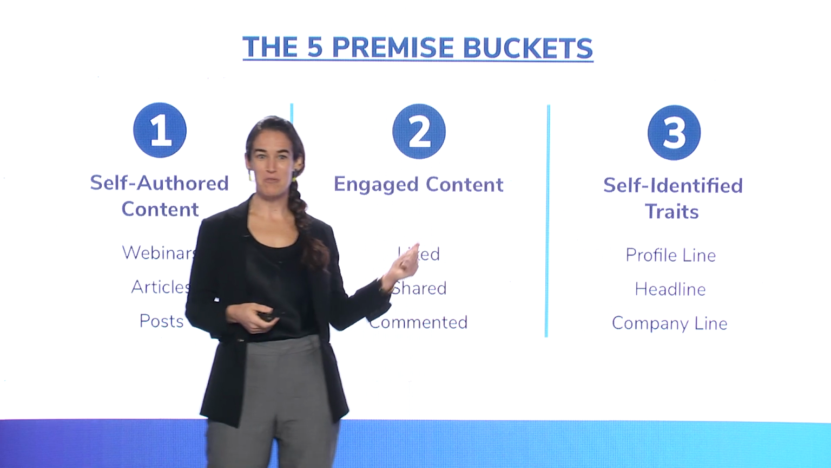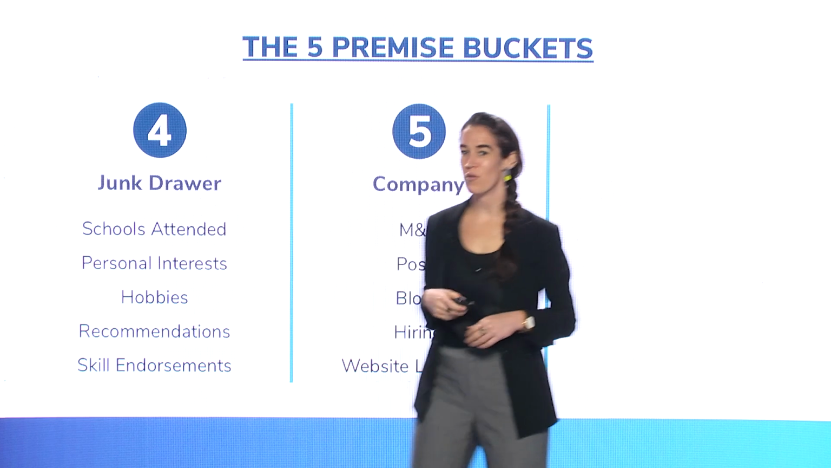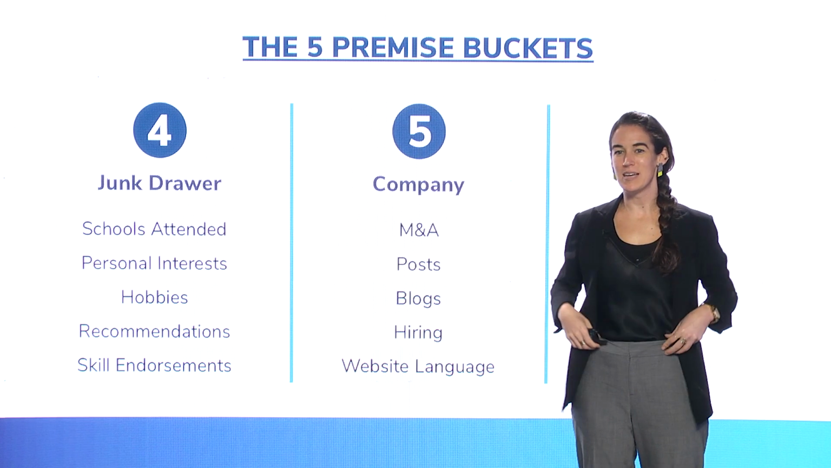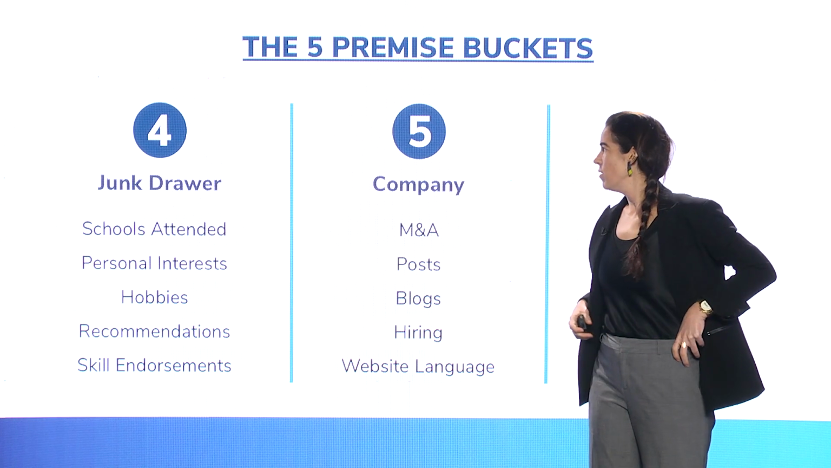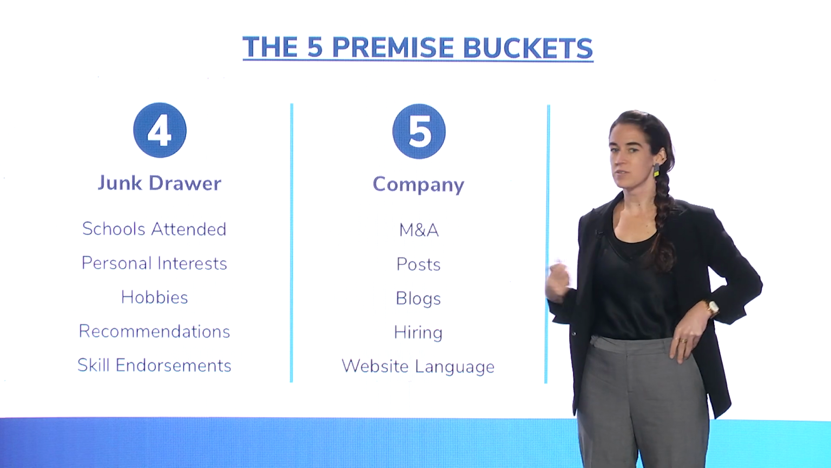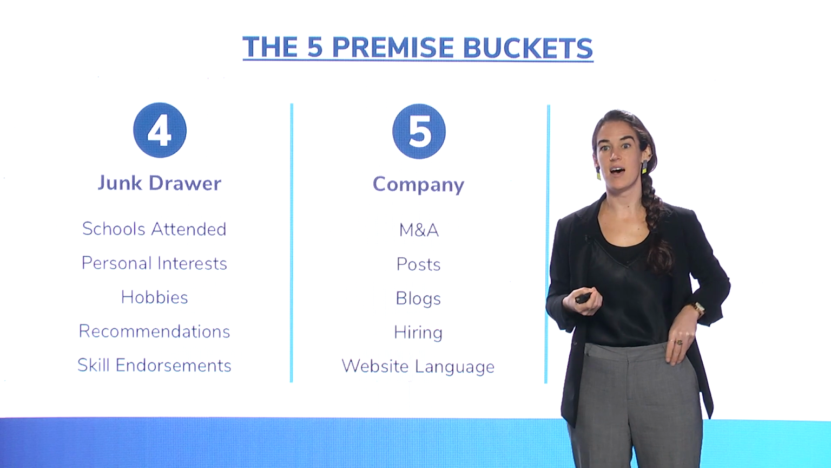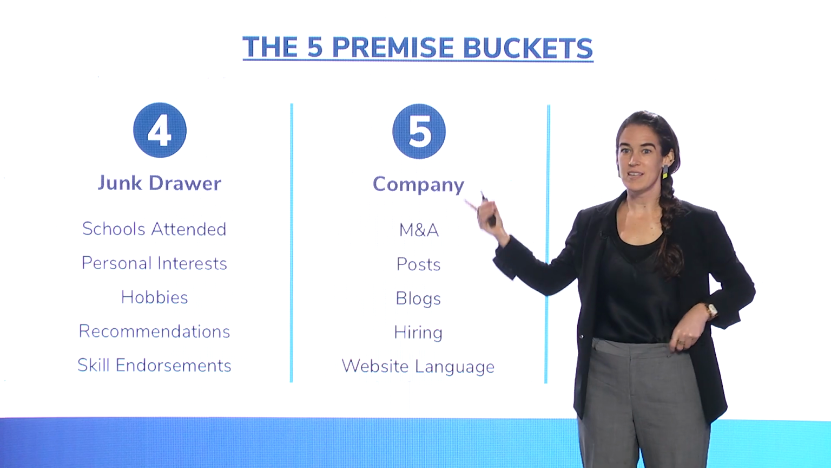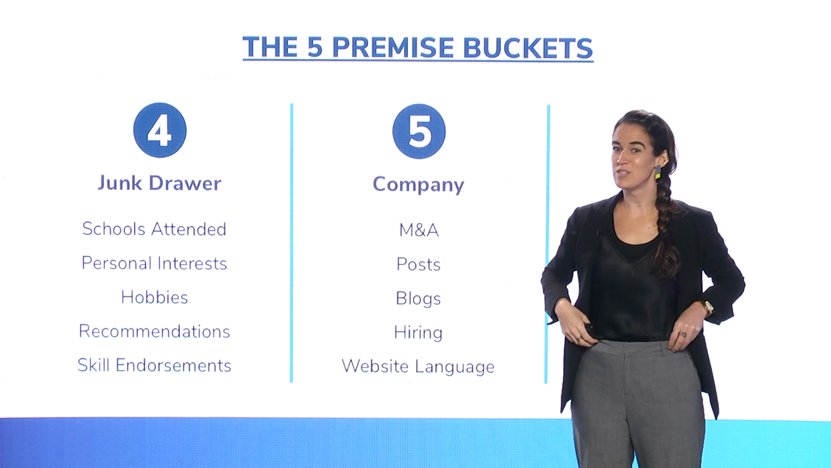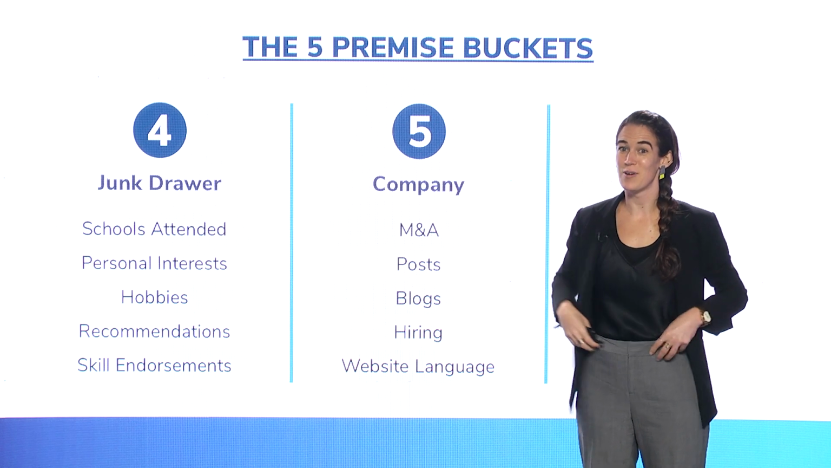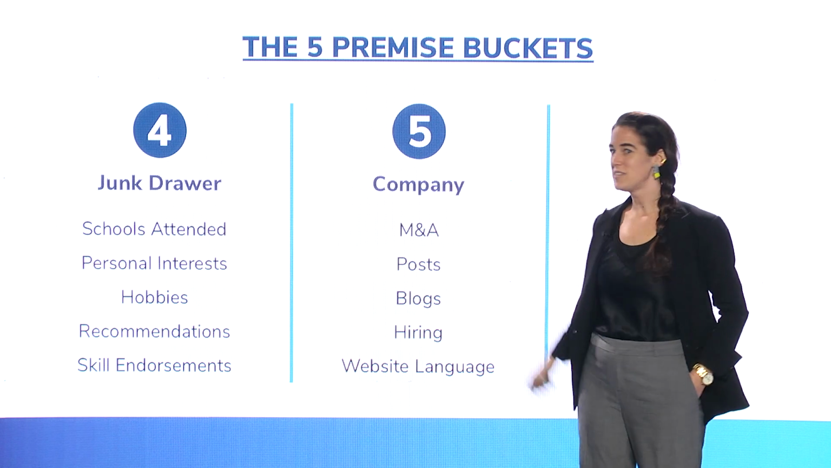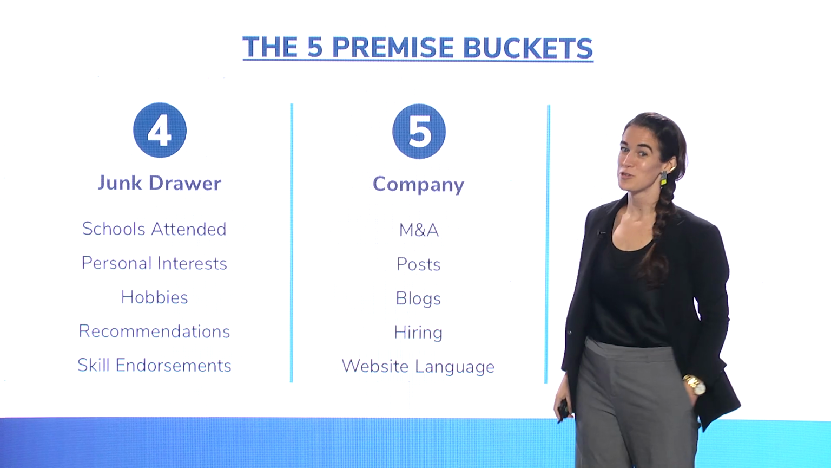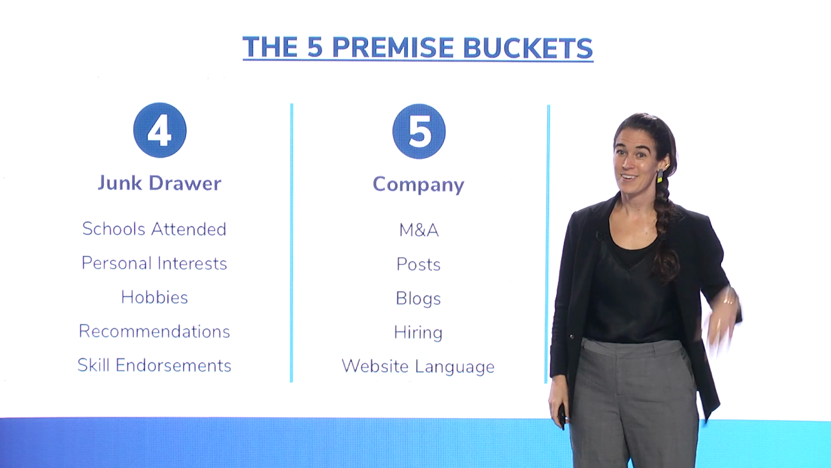So company line, profile line, and headline. Number 4, juncture. So this is going to be any kind of really non-business related item about them: schools attended, personal interests, hobbies, recommendations, skill endorsements. I always say the asterisk mark is whatever personalized premise you pick, you need to hook to relevance. So I wouldn't just pick that I love Taylor Swift unless you're ready to justify how your product relates to Taylor Swift, which if you have one, call me.